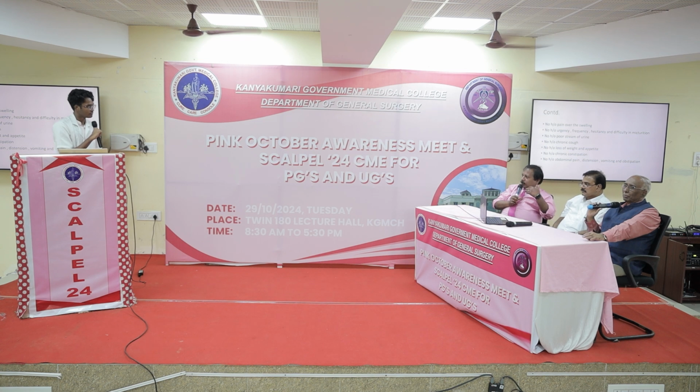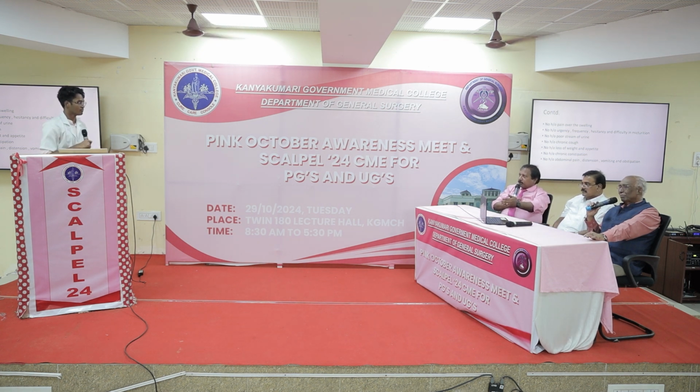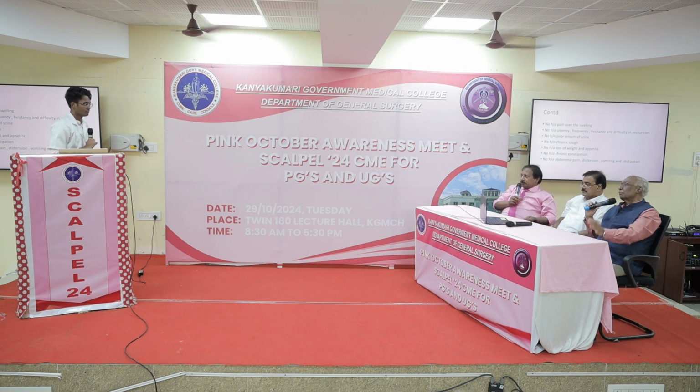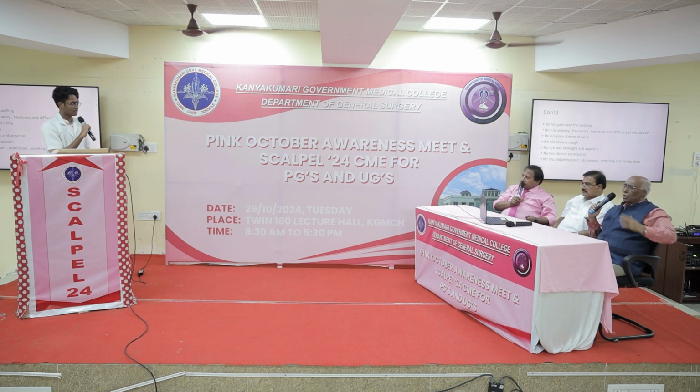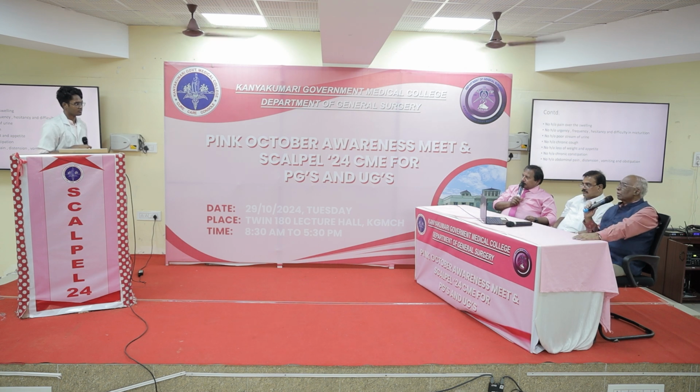Frequency is the number of times he passes urine, how many times he passes urine is very high. Urgency, he gets a desire, he wants to go to the toilet. If the toilet is far, he cannot hold that. So on the way itself, it will go, not on reaching the place. How do you ascertain frequency?